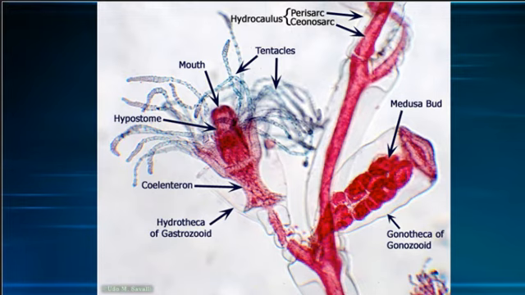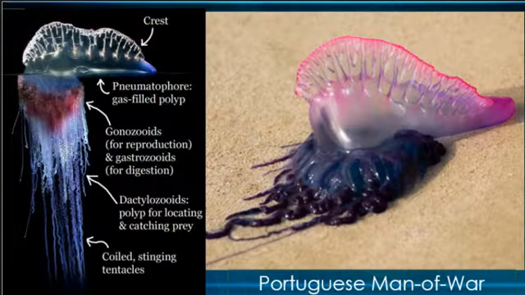Medusa? Actually, it's a polyp, because it's facing the other direction, upward, right? And it's not free floating; it's attached, right? And you can see right here, this would be one of those little buds, one of those little asexual reproductive parts right there.